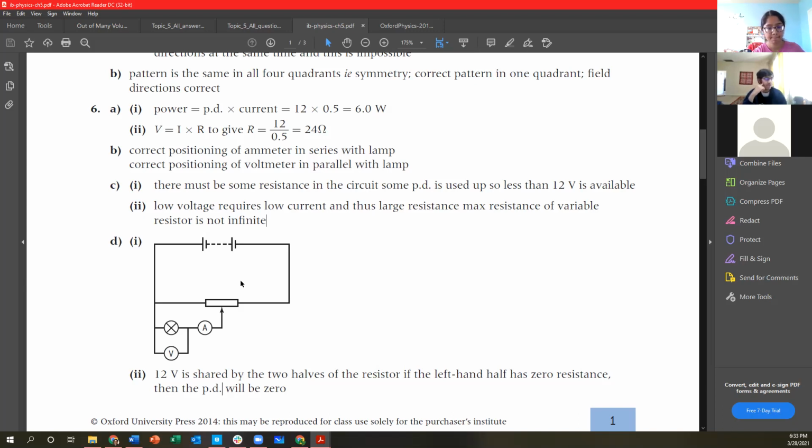So if the left-hand half has 0 resistance, then the potential difference obviously would have to be 0 because it's running through that. I think we would need to learn more about variable resistors to answer that question, right? Yeah, I still don't get it.